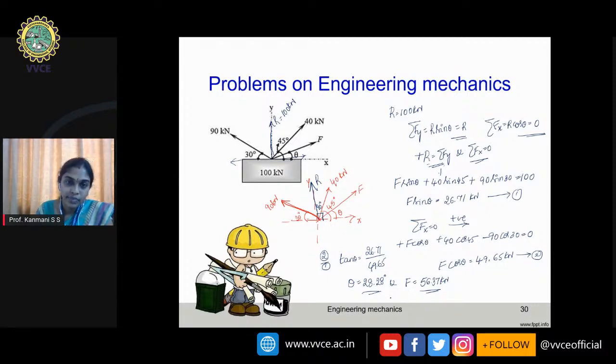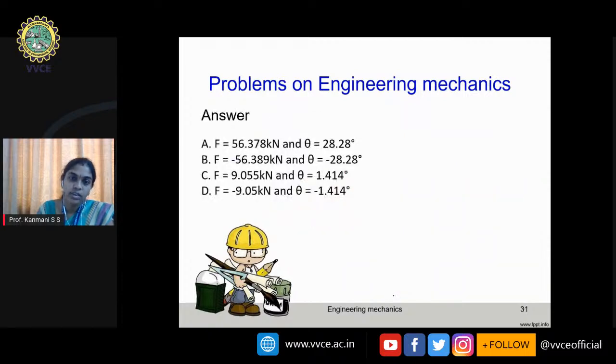So the answers that we have given in GATE is this. The answer we have is 56.37 at an angle of 28.28. So the first one is the right answer. Both are positive. First one is the right answer.